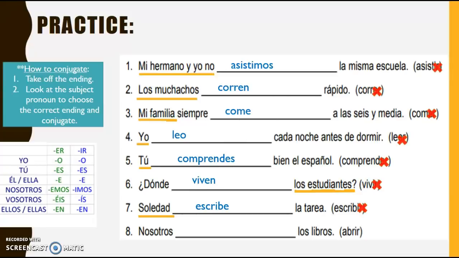She writes the homework. Okay, and then our last one is nosotros. Nosotros blank los libros, and our verb this time is abrir. Abrir means to open. Go ahead and take off our IR, and we're left with ABR. Our subject again is nosotros, so we don't have to think about it like we did on number 1. We can just look at our chart. It's an IR verb. We're going to put IMOS for our ending with ABR, and we come up with abrimos. We open. Nosotros abrimos los libros, the books.